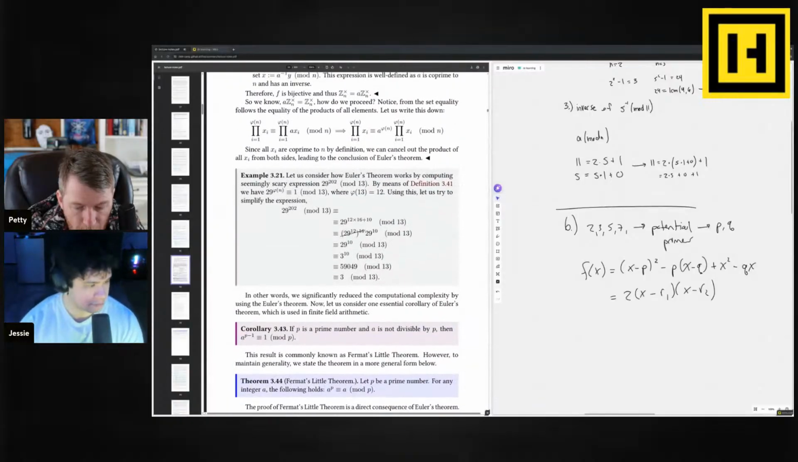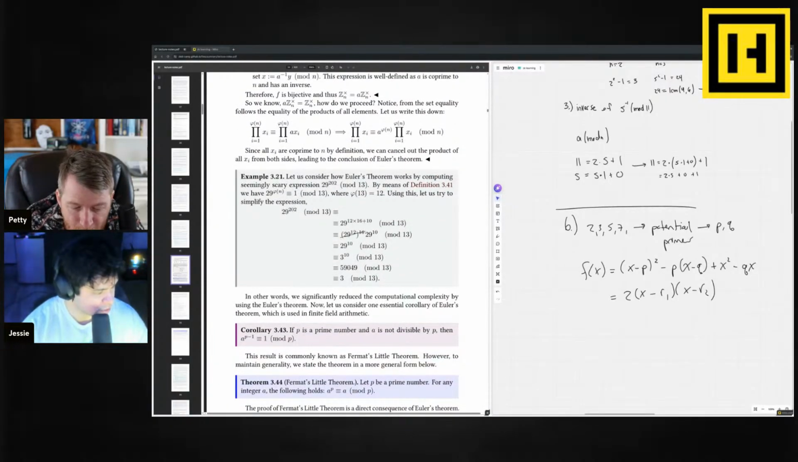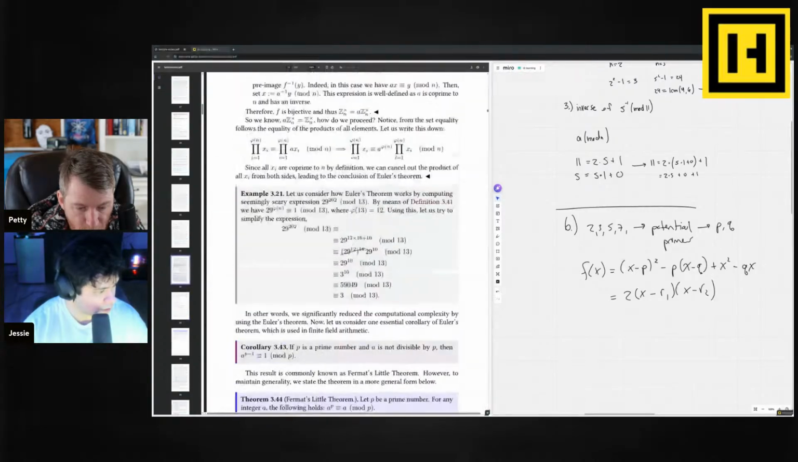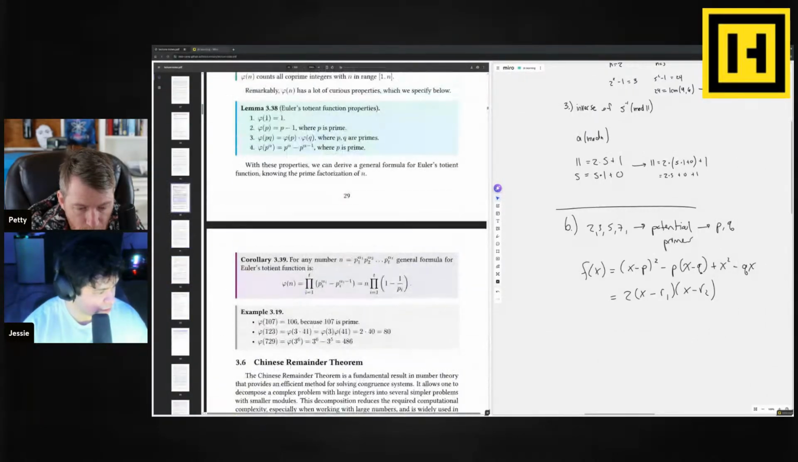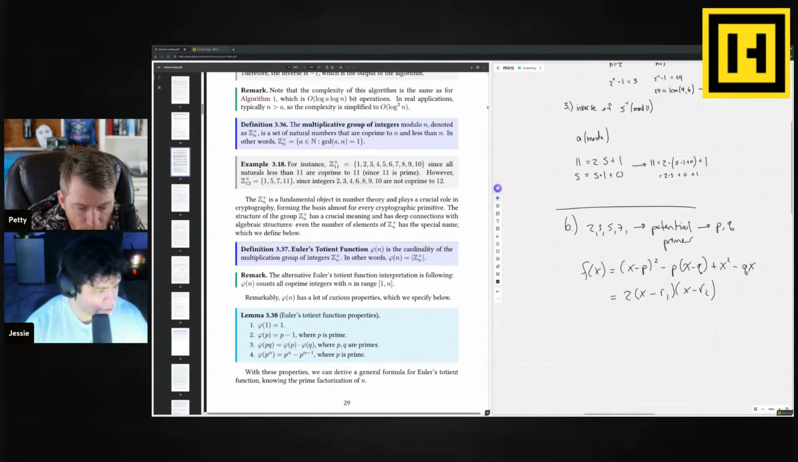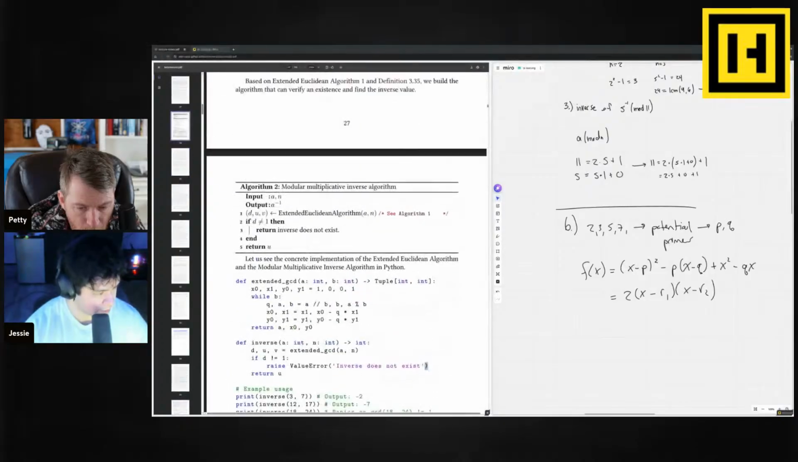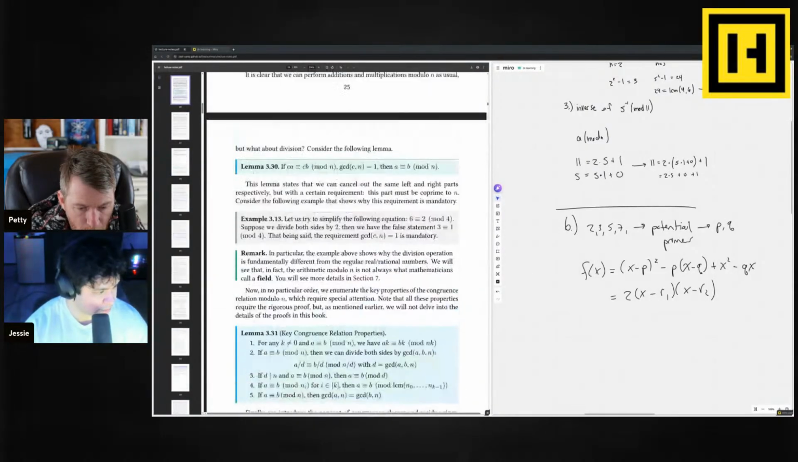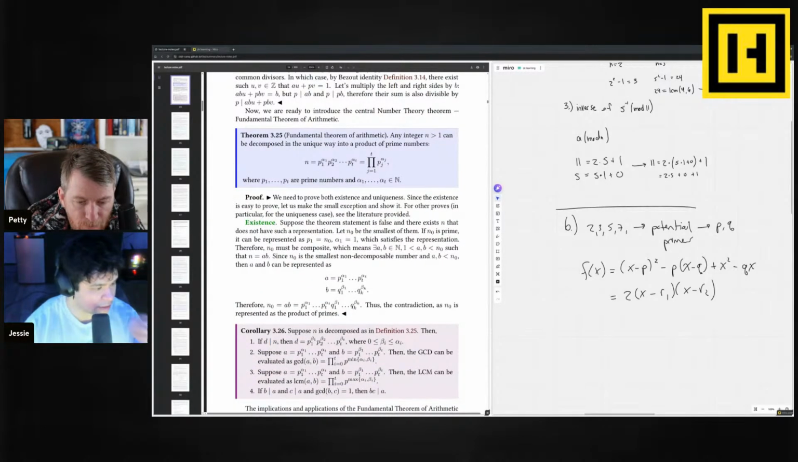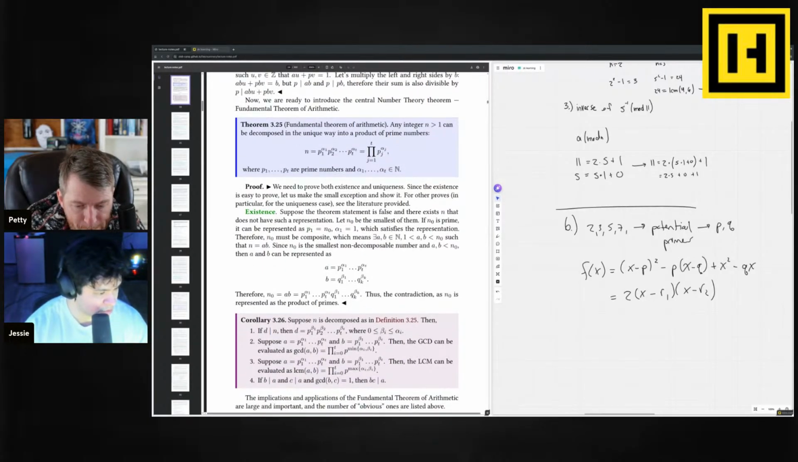Wait, it says definition 3.25. What page is that on? It's like way up. It referenced that, didn't it? This is 3.25, so it's up here, actually. The fundamental theorem of arithmetic is what they're referencing on page 24. It says any integer n greater than 1 can be decomposed in a unique way into a product of prime numbers: p1 to the alpha 1, p2 to the alpha 2, the product of primes from j equals 1 to t, p sub j.